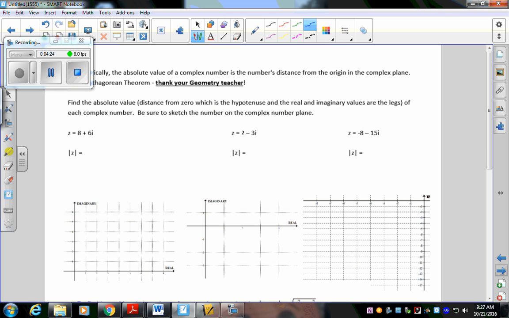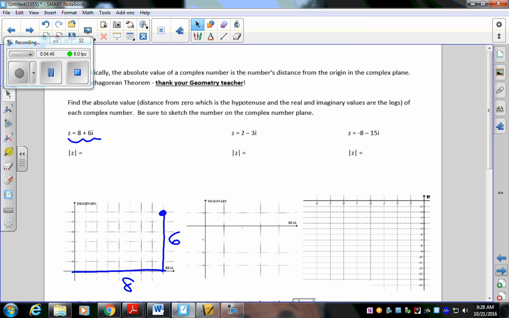All right, and even says right here, go ahead and thank your geometry teacher, because the absolute value of a complex number is really the number's distance from the origin in the complex plane. Okay, so if I'm looking at this first example, let's first go ahead and graph 8 plus 6i, 8 to the right, up 6, which is right here. So I went right 8, up 6 along the imaginary axis, and I want to find the absolute value. So I want to find the distance from the origin.